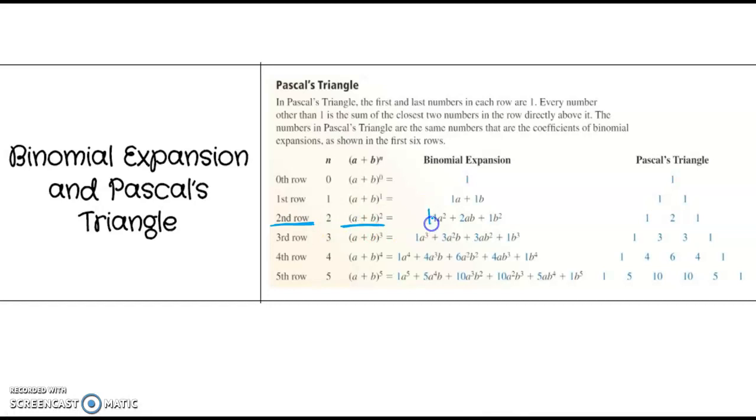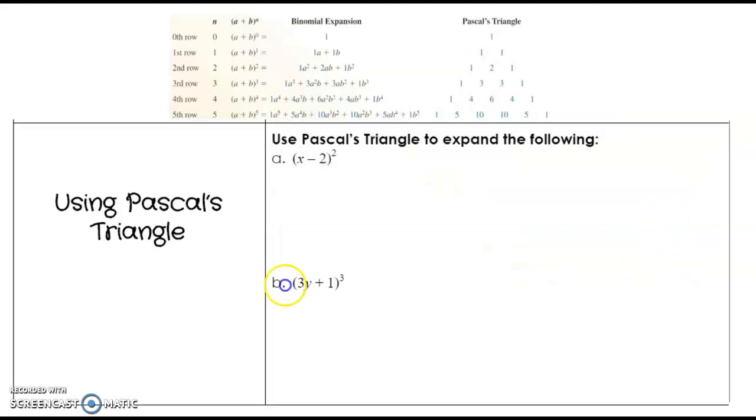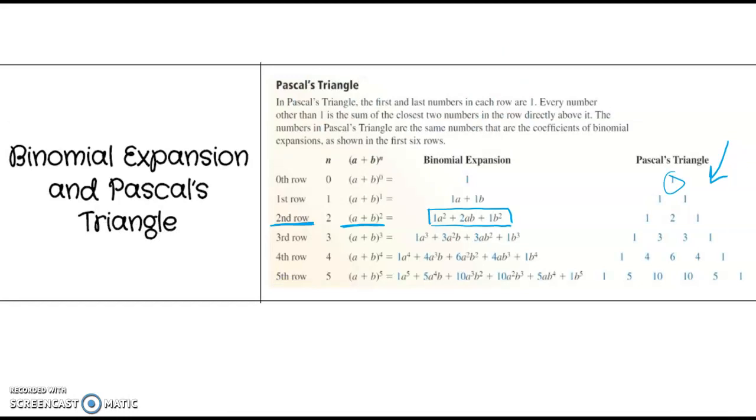And Pascal's triangle gives us this binomial expansion. So if we're looking at Pascal's triangle, it's this triangle right here. And so we have in our second row, this is considered our 0 row. And then in this second row, we have 1, 2, 1. So if we look at the coefficients here, we have 1, 2, 1. So that's what Pascal's triangle does for us. It tells us our coefficients.